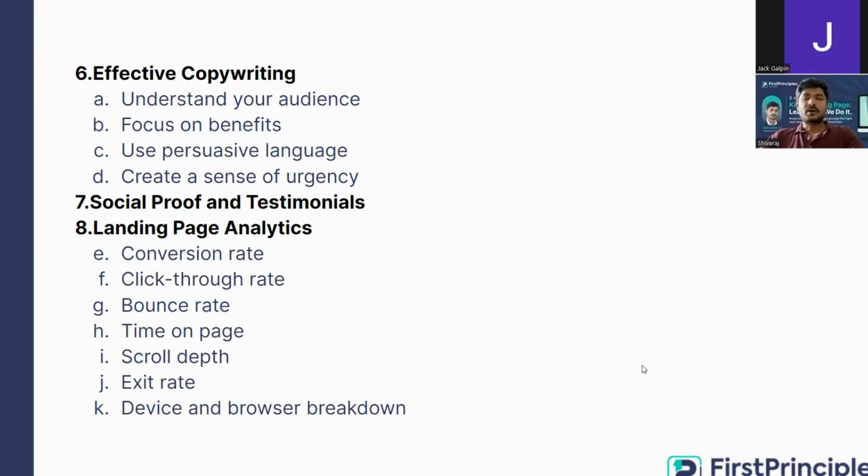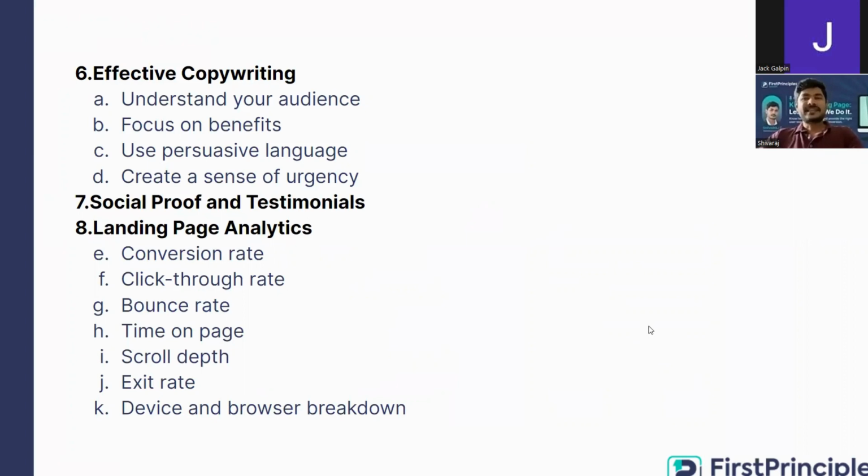Understand your audience, focus on the benefits, use persuasive language. I think persuasive language is something that you have to do in all the segments of the landing page, and create a sense of urgency, right?